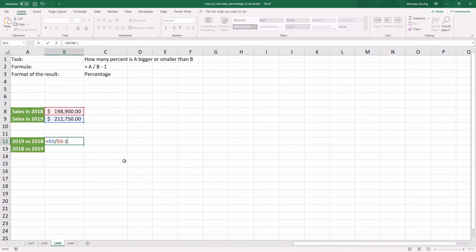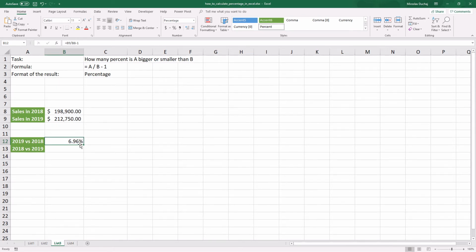Don't forget to add -1 into the formula and we'll apply percentage format to the result. The result is that in year 2019 the sales were by 6.96% higher than in year 2018.